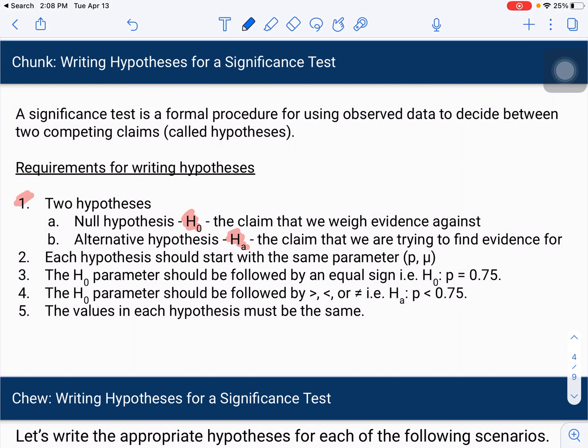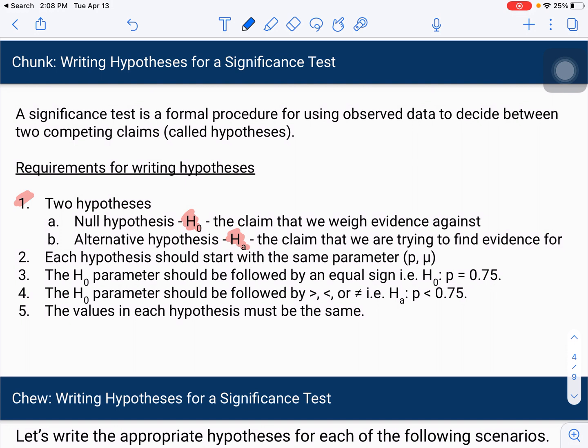So the second requirement is that each hypothesis should start with the same parameter. Usually our two main parameters we're going to be using for these hypothesis tests are either P or mu. Remember, P is your population proportion and mu is your population mean.